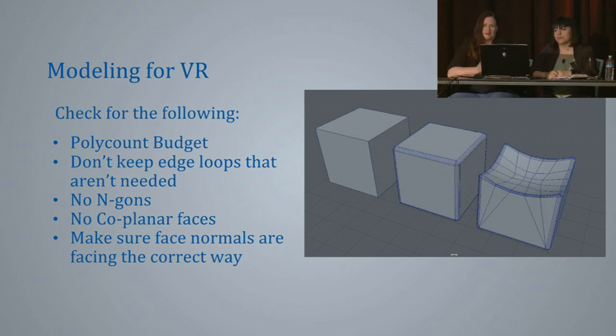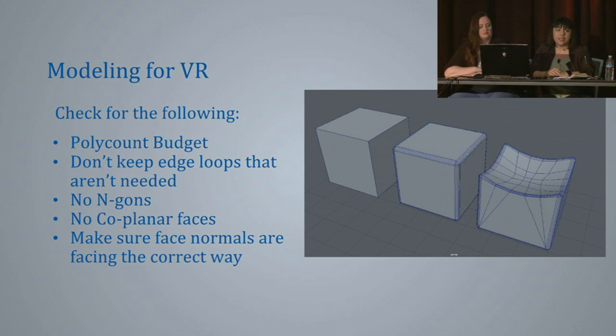So for mobile VR, 20,000 polygons per scene is a number that's fairly solid. And then for like desktop VR, you might have 100,000 to play with. Again, a lot depends on the experience. There's other things that can be done to optimize, but those are sort of like benchmark numbers.